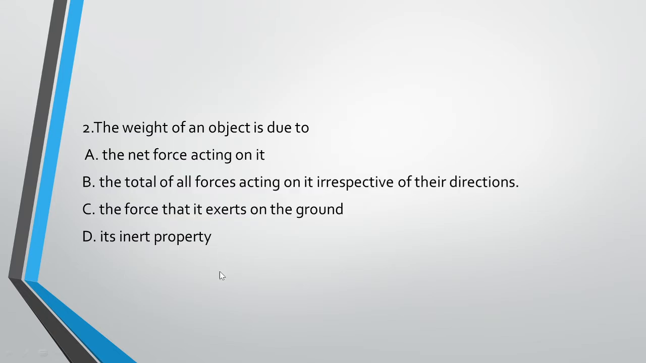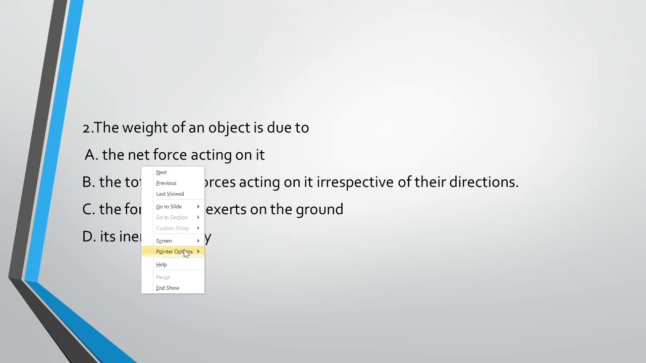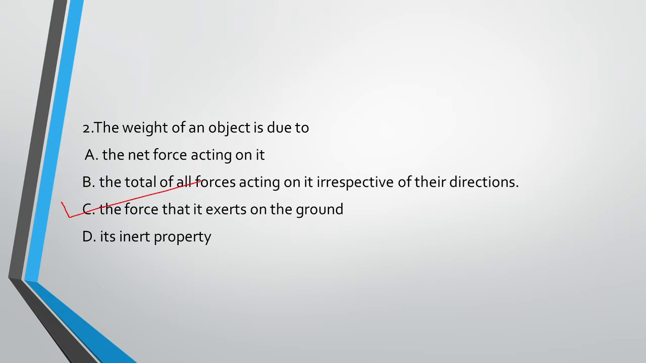The weight of an object is due to: A, the net force acting on it; B, the total of all forces acting on it irrespective of their direction; C, the force that it exerts on the ground; and D, its inert property. So the correct answer is option C. See, weight is a synonym of force that acts all the time on all the objects on the ground. If anything is on the ground, weight will act. It is a universal force of attraction.